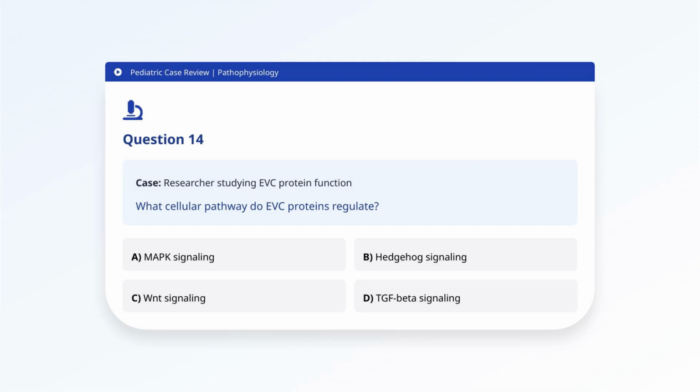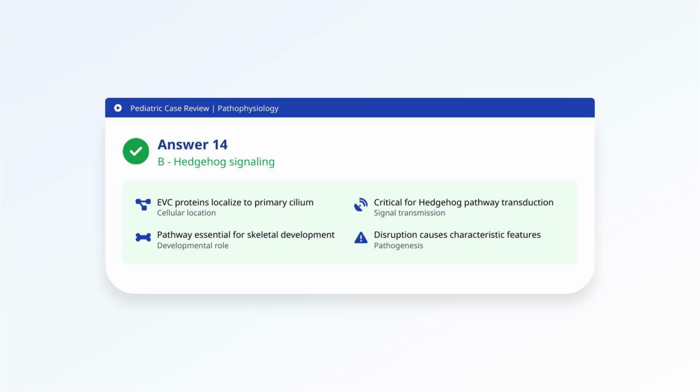A researcher is studying EVC protein function in skeletal development. What cellular pathway do EVC proteins regulate? Option A, MAPK signaling. Option B, hedgehog signaling. Option C, WNT signaling. Or option D, TGF-beta signaling. The correct answer is B, hedgehog signaling.